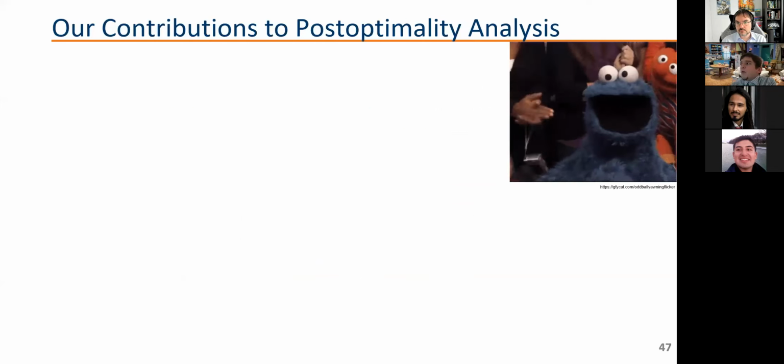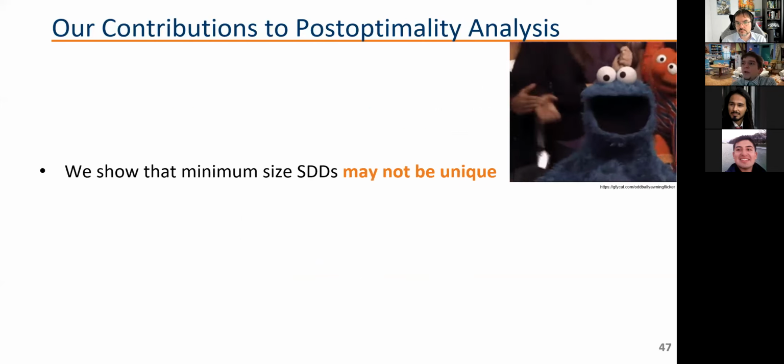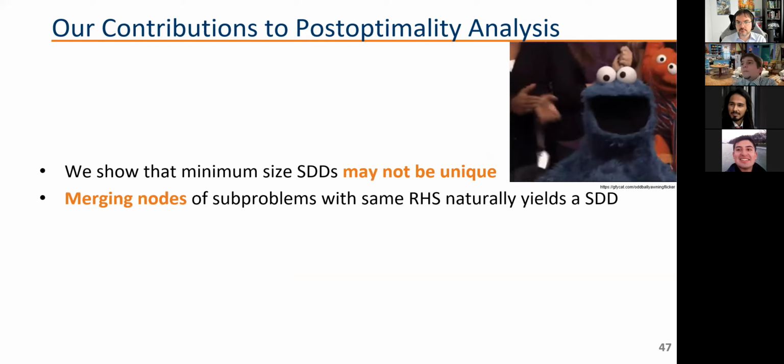So in the case of post-optimality analysis, our contributions here were the following. We showed that this minimum size sound decision diagram may not be unique. So the sound decision diagrams existed already, but we made a formal treatment of them, and we understood how far we can go with them in terms of reducing the size of the representation. And even a natural process such as merging nodes of subproblems that have the same right-hand sides, therefore just including some extra feasible solutions, can naturally yield a sound decision diagram if this means that we're including solutions that are not near optimal anymore.